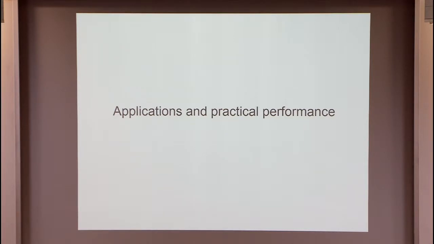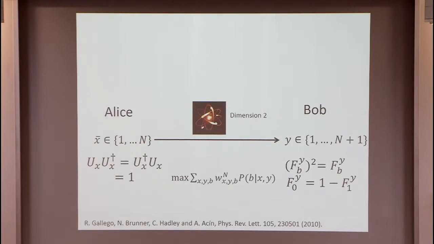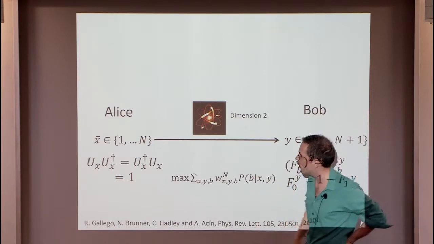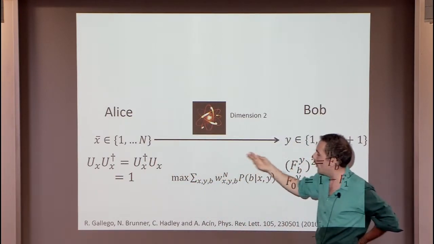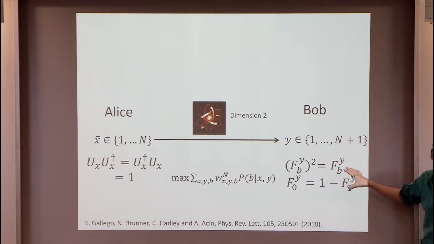Okay, so how does this thing work in practice? Here I have to apologize because I still do not have that many numerical results, right? And recently I discovered that I was coding things in a very suboptimal way. But anyway, we first try to apply all these ideas to this problem, where Alice is allowed to send Bob a system of dimension 2 and they're trying to maximize some linear combination of probabilities. And you have two types of variables, and this is what my mistake was actually. One type are unitaries, and the other type are projectors.